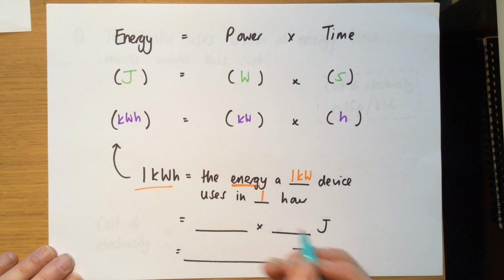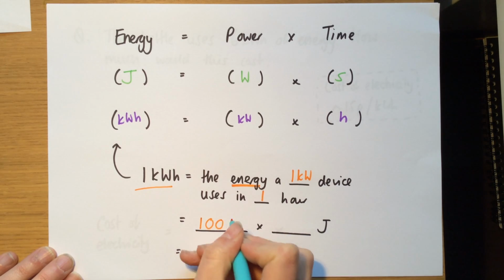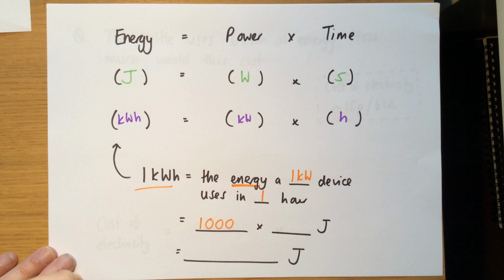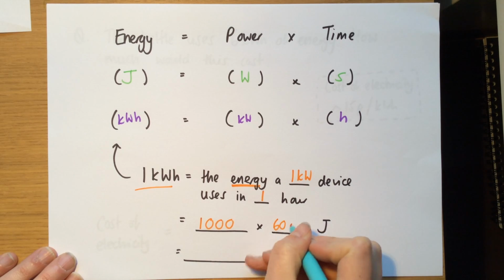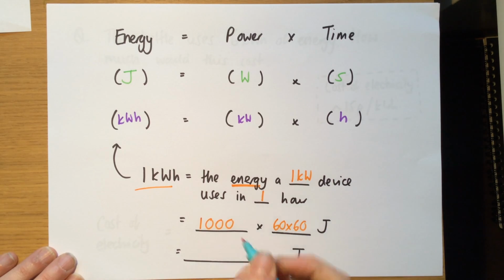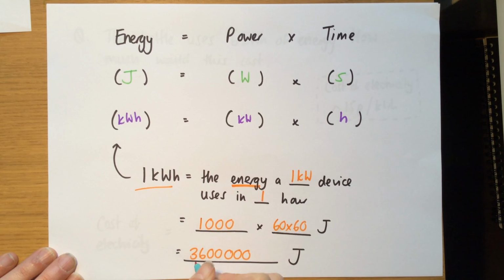Okay, now if we think about that, that means it's 1000 watts times how many seconds are in an hour, in joules, so 60 times 60. And 60 times 60 gives me 3600, plus an extra 3 zeros there. So that gives me 3,600,000 joules.